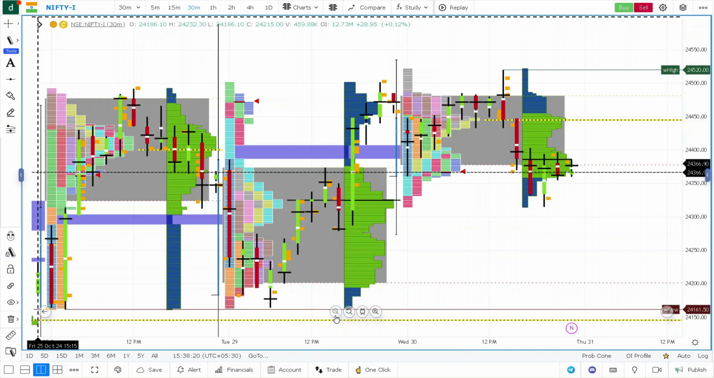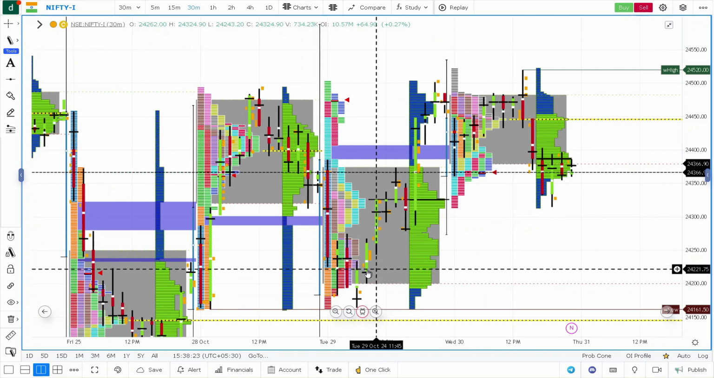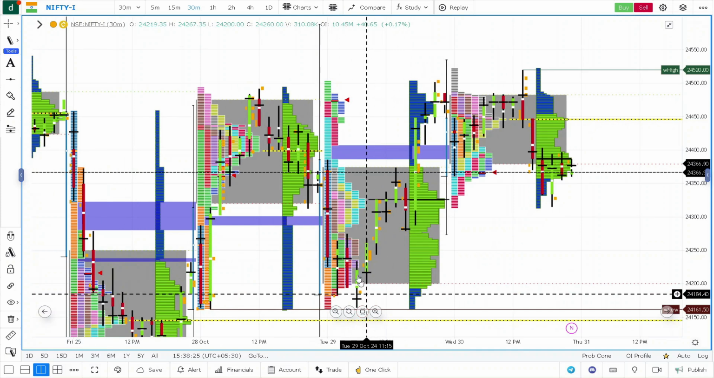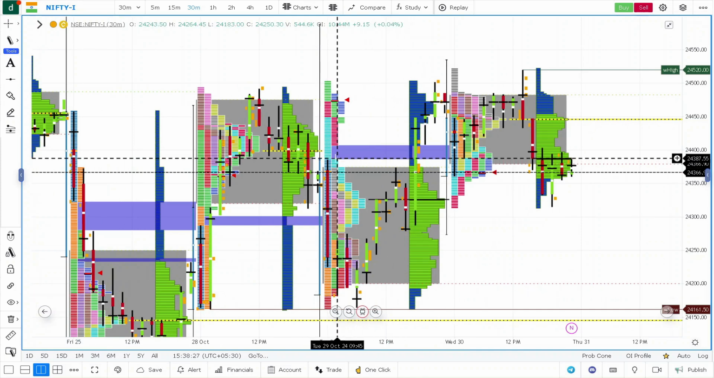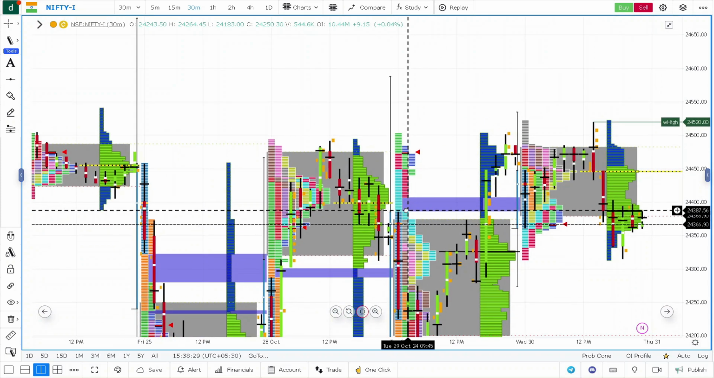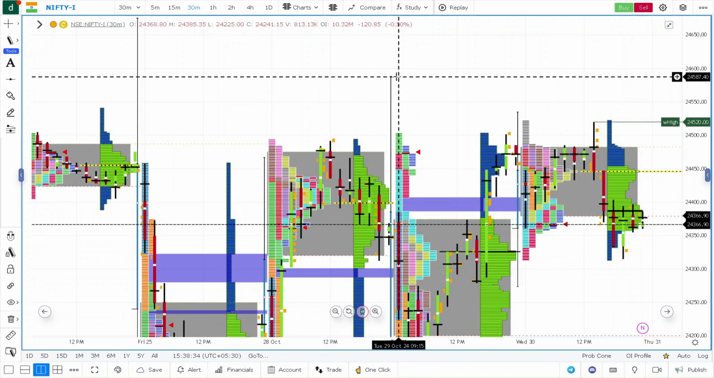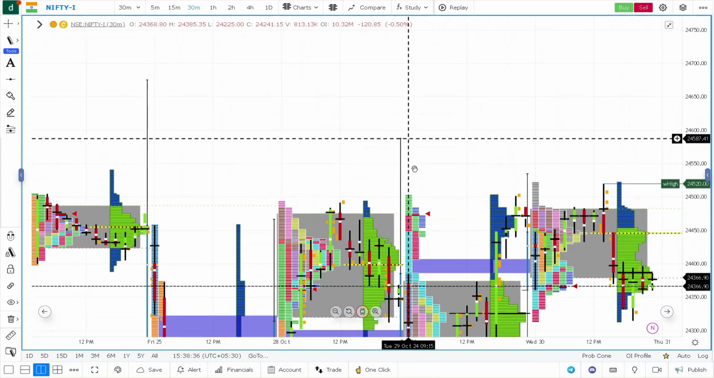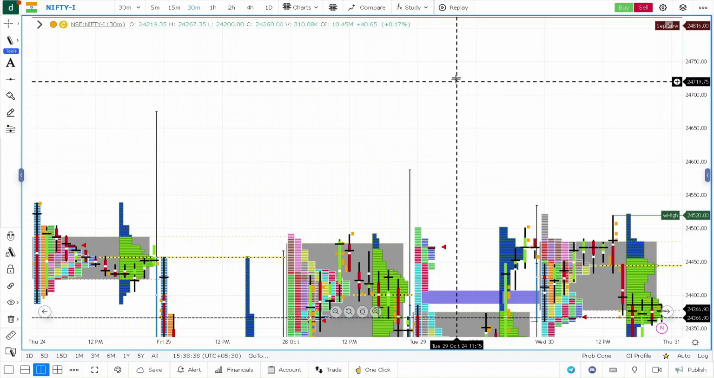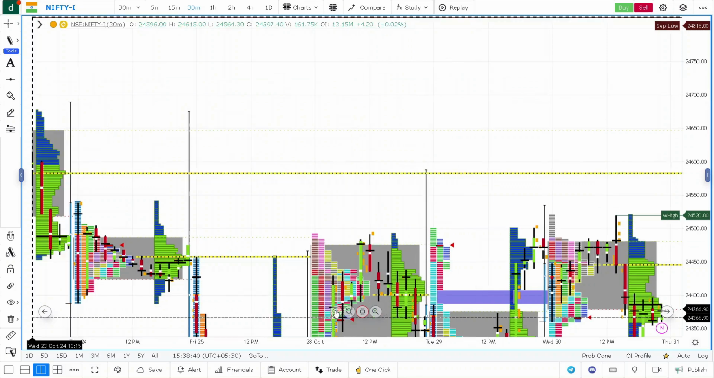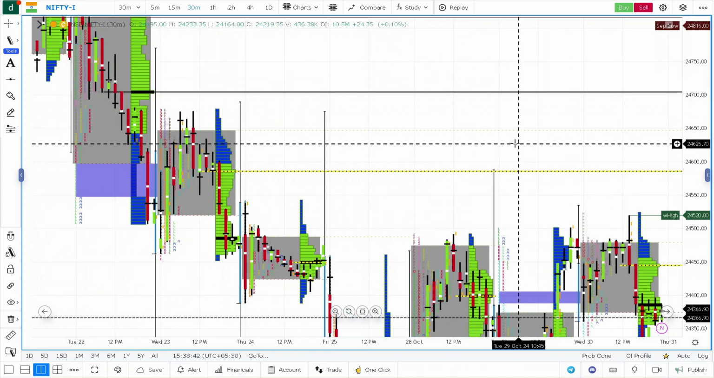Yesterday, if you have gone through, I was speaking about a failed auction at the lows, and the prices have broken the IB high. Once the IB high has broken, it will go for the 100% range extension, which is around 24,600, and the 200% range extension will be around 24,800 levels. That is what I said yesterday.